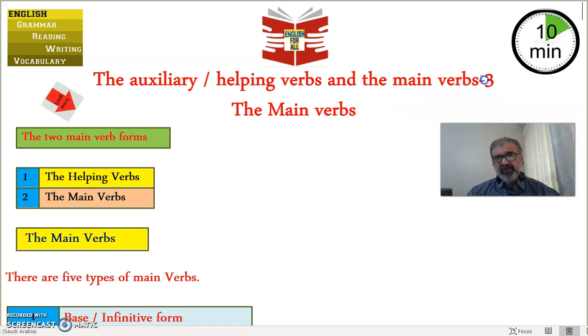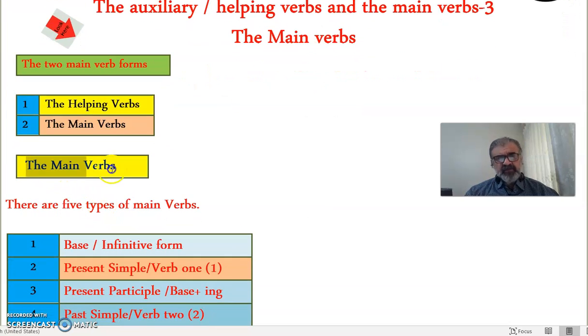Now this is number 3, as you can see. In today's tutorial, we're going to discuss the main verbs. If you remember, as a reminder, there are two verb forms in English, the helping verbs and the main verbs. Now, as for the main verbs, there are 5 types of main verbs.